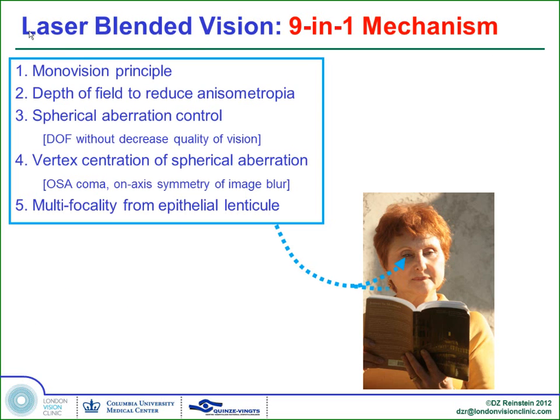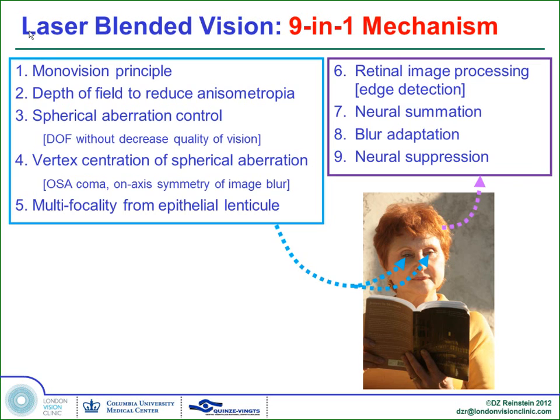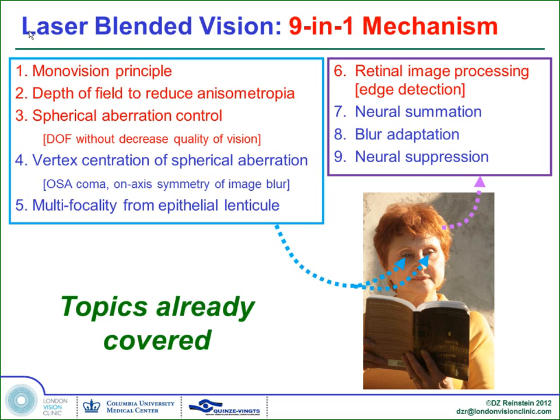So, like I said, most simple things are simple, but when we actually think about all of the possible ways that this is working, I came up with 9 different things. We've now discussed 3 of them. In other words, the depth of field increase by changing spherical aberration and borrowing from monovision. We've talked about retinal processing, neuronal, perceptual processing to increase edge detection.